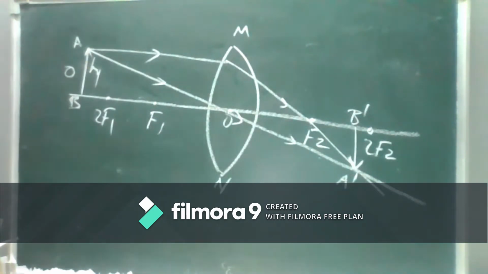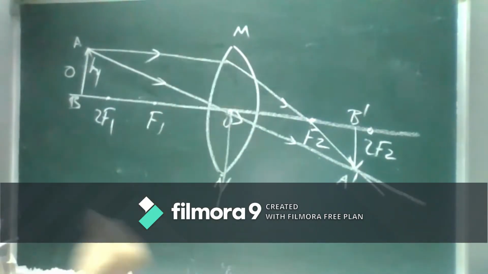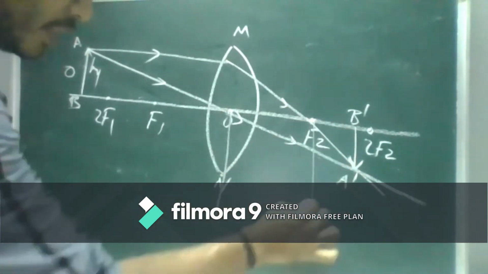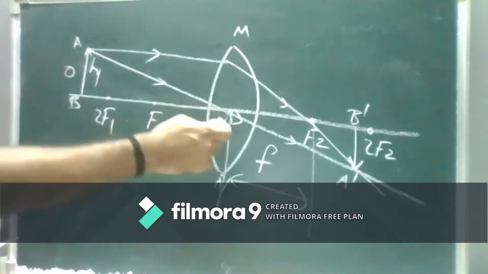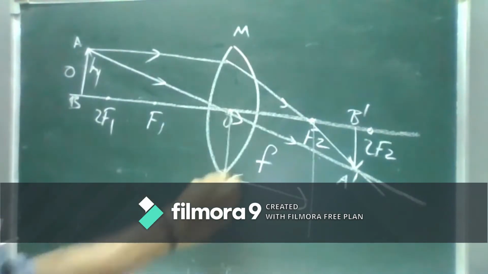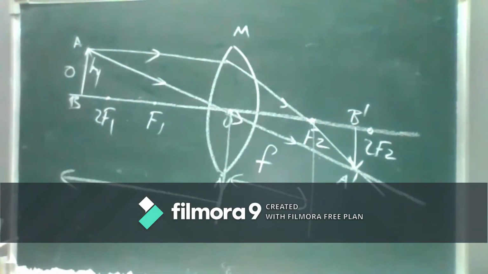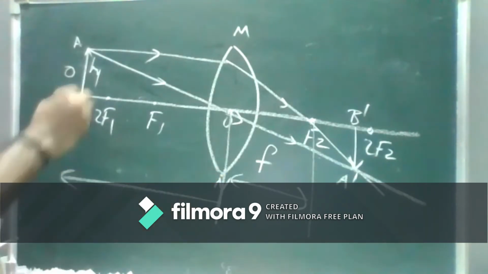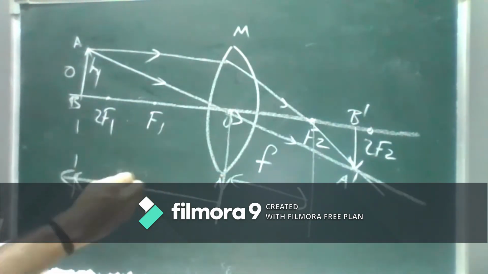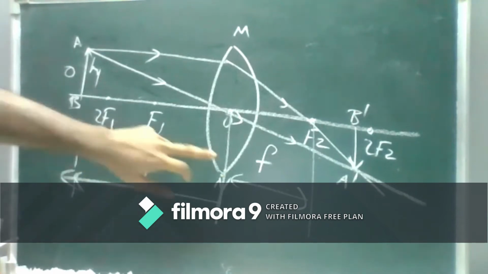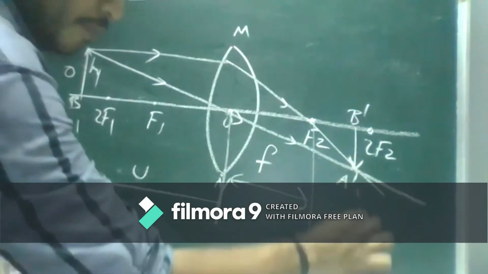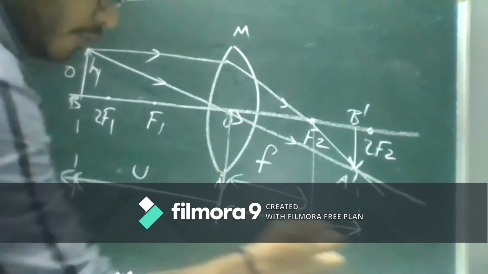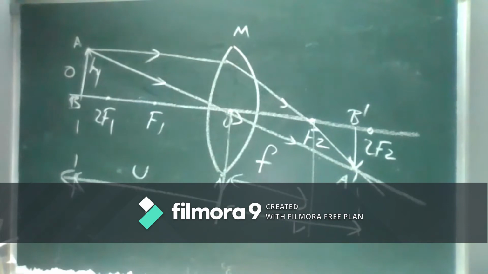Now let's look at the focal length. From the center, we can call it the center or the pole, to this focus is your focal length, small f. The distance from the object to the center point is u, the same as what we discussed in mirrors. And the distance from the center point to the image is v.